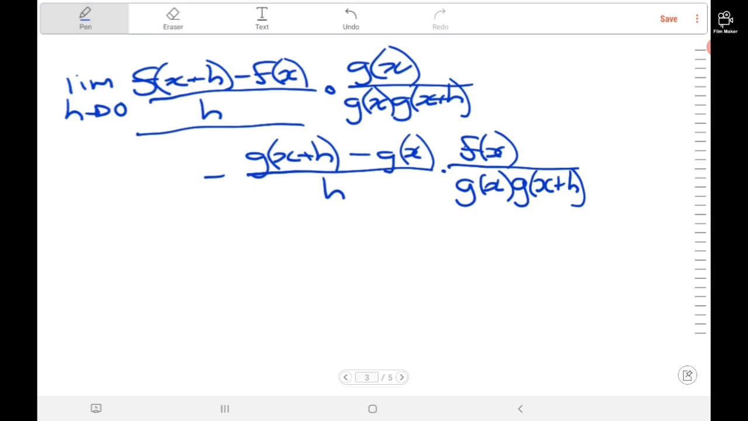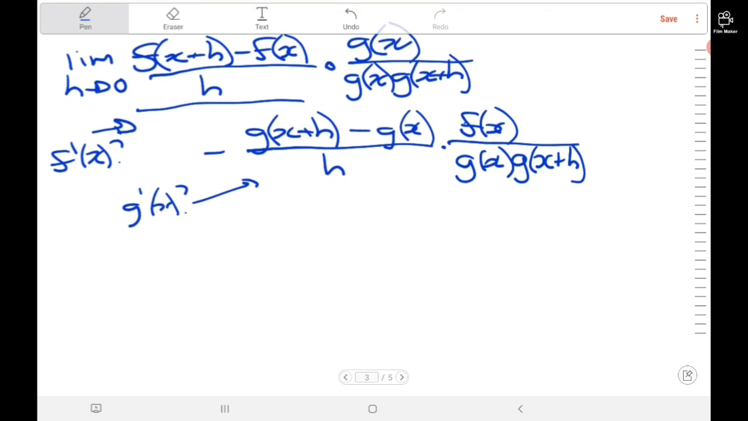So this bit here looks like f prime, and this bit here kind of looks like g prime of x. We have to be careful and make sure that those are actually the limits we're taking. But we can apply our limit rules. And so we can take the limit of each of these pieces.